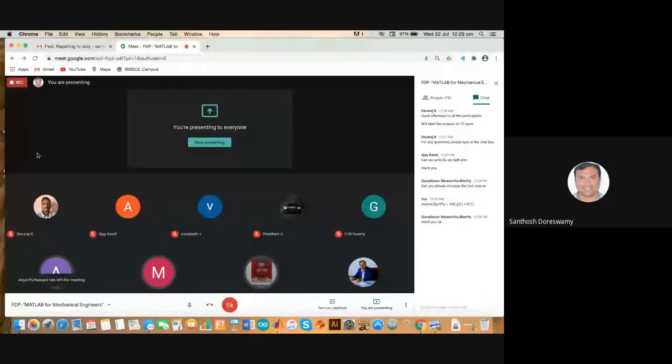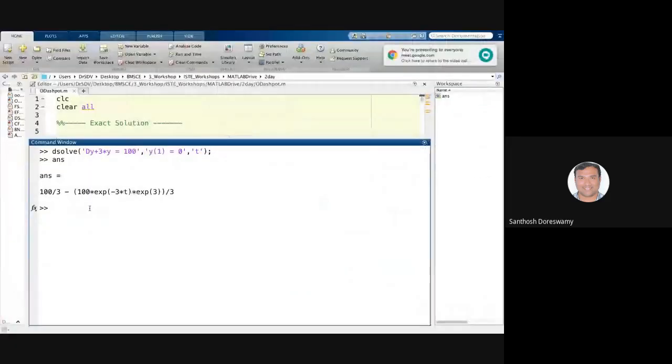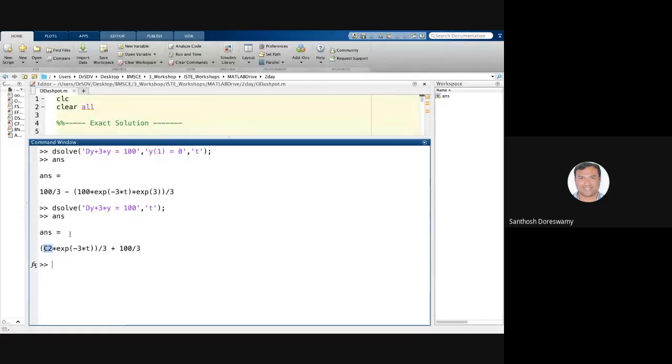Now, if you try to solve the same differential equation without even specifying the initial conditions, then you will have a solution given by the dsolve command. Since it is only a first order differential equation, you will have only one constant given by C2. If you specify this initial condition, you can solve for C2, and then substitute back for C2 to get your particular solution that we did in the previous case.